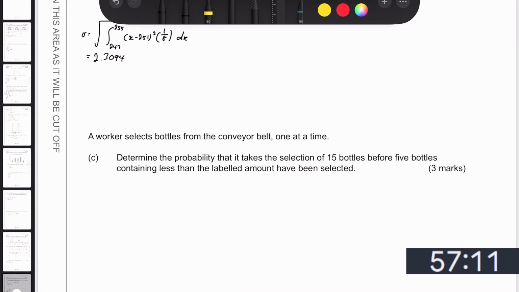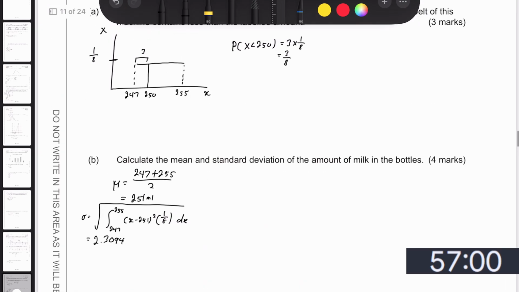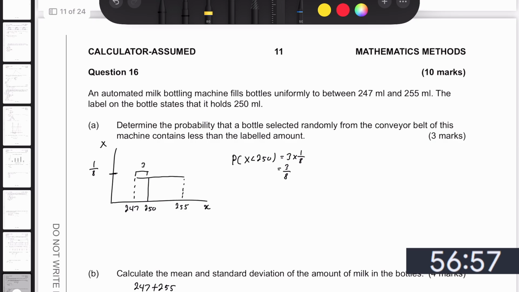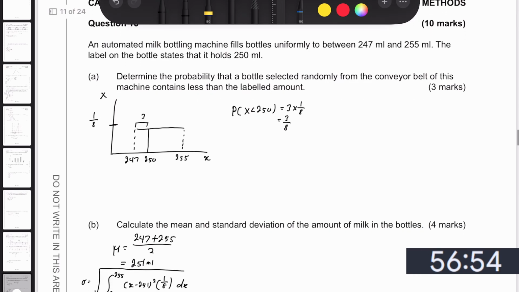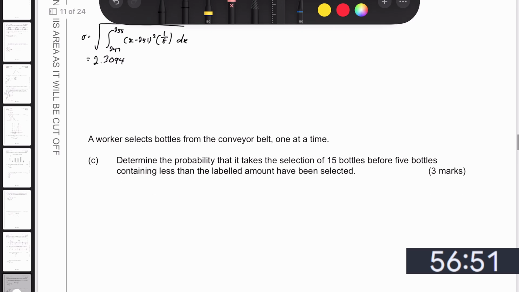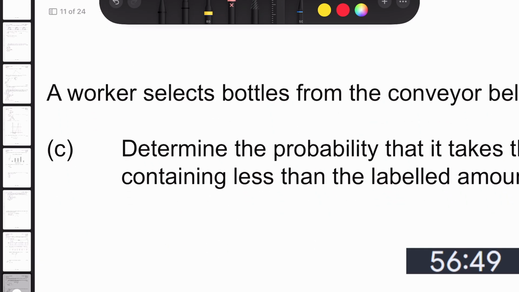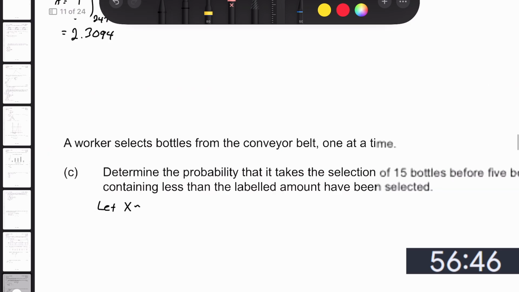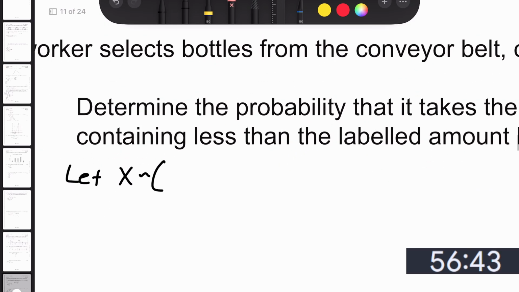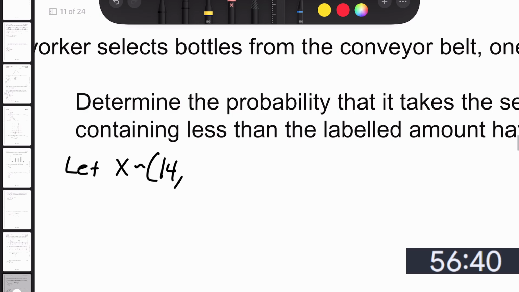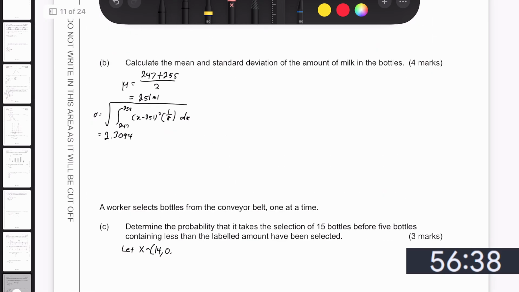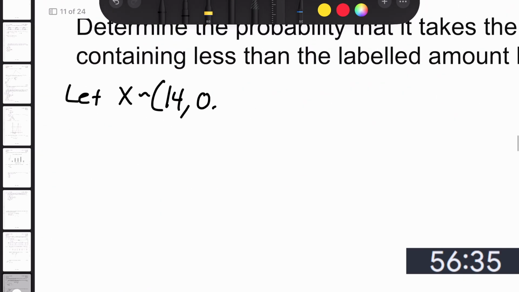A worker randomly selects a bottle from the conveyor belt one at a time. Determine the probability that it takes a selection of 15 bottles before 5 bottles containing less than the labeled amount have been selected. Okay. The probability that one is less than the labeled amount is 3 on 8. I'm going to say let x, because we're going to have a binomial distribution here, equal 14, and the success rate is 3 on 8.